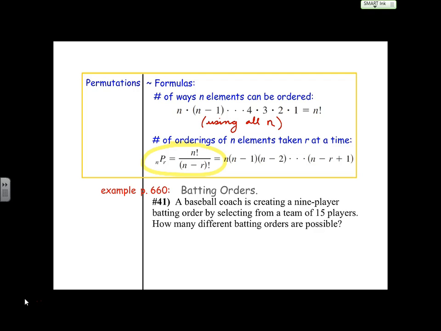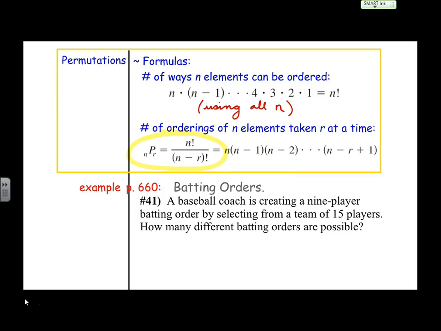A baseball coach is creating a 9-player batting order, selecting from a team of 15. Is it just going to be 15 factorial? No. How about 9 factorial? Nope. Why do we have to use nPr? I'm choosing fewer than I have. I'm not using all of them. So kiddos, how have we set it up? Why is it a P?